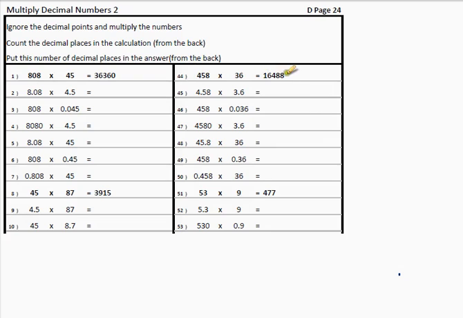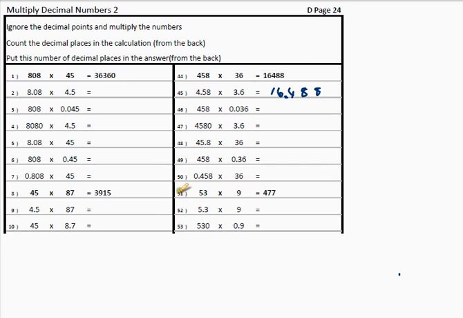And what I do is I give you the answer, so you don't have to work out the answer. But all I want you to practice now is to put in the points at the right place, okay? So if you do this one, you would think, if I ignore the points, the answer is 16488, as it is above. But now I put the points in and I've got 1, 2, 3 on this side. So I need 1, 2, 3 from the back on this side. So that's my answer.